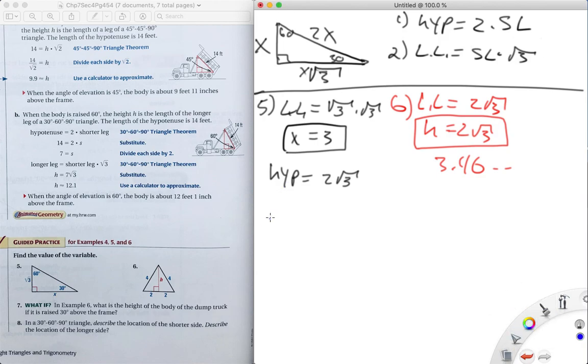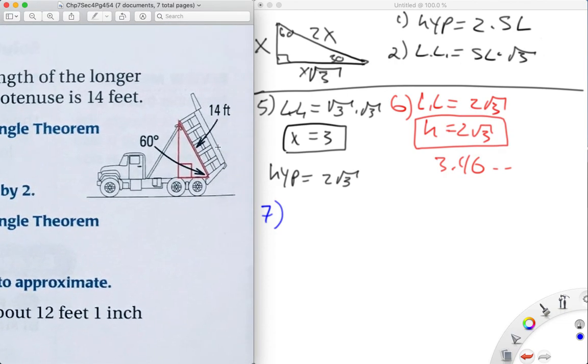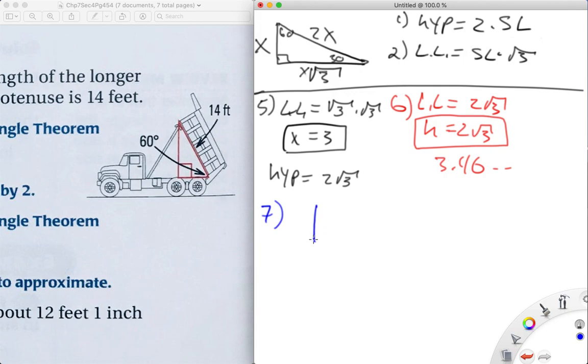Number 7. So number 7, they give us this truck, and they say instead of it being raised 60 degrees, it's going to be raised 30 degrees. So first off, what does that look like? So here's our triangle. And now instead of it being raised 60, it's being raised 30, which means this is 60, and this is 30, and then this is 14. Since this is the 30 degrees, and they'll make this the shorter leg, this is 60, this would be the longer leg.